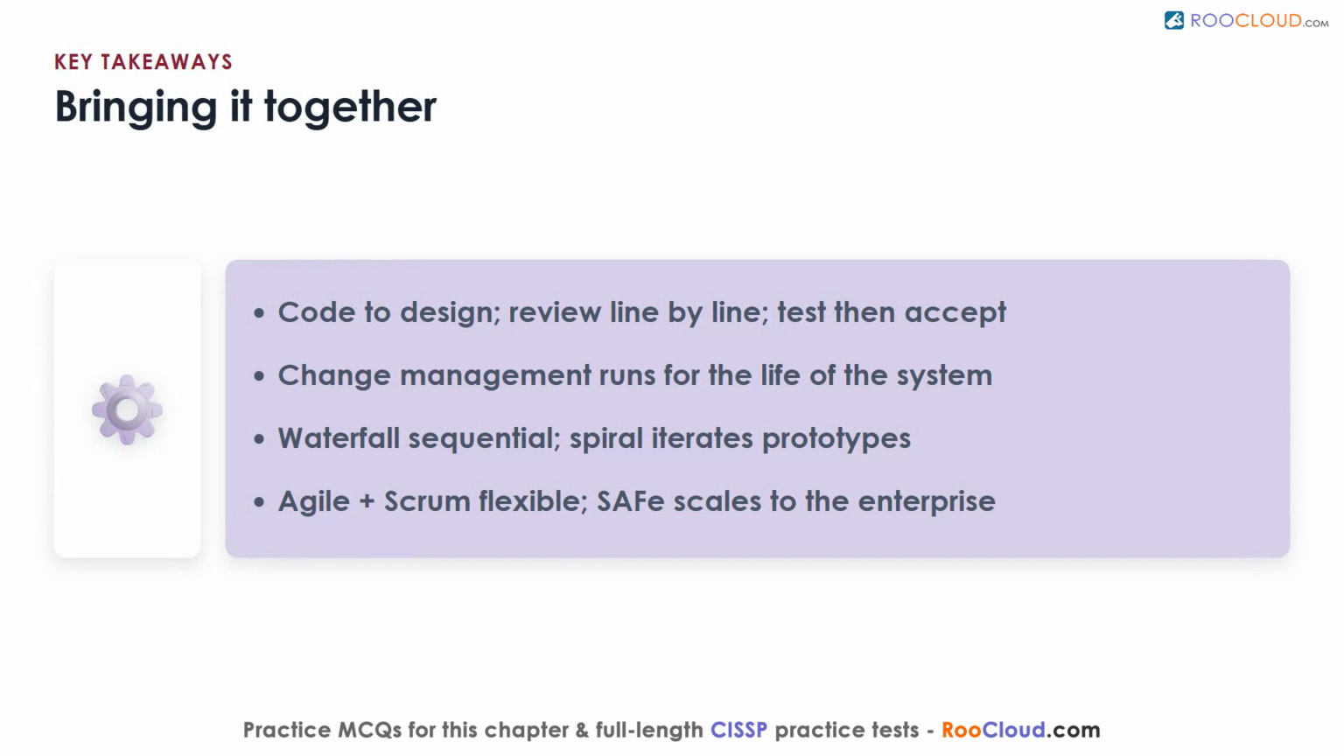Coding follows an approved design and gets checked through line-by-line walkthroughs. Then testing moves from developers to users, adds regression checks, and ends in formal acceptance. Change management runs for the life of the system, always through a formal process. Lifecycle models bring discipline. From sequential waterfall, to iterative spiral prototypes, to flexible agile, and its Scrum practice, up to the scaled Agile framework for enterprise scale.